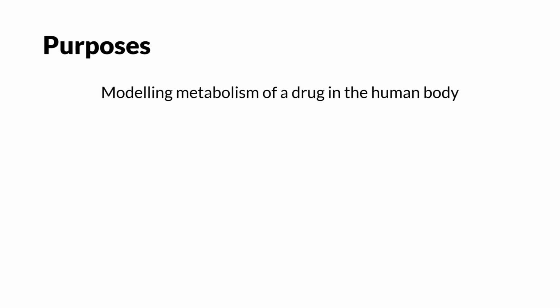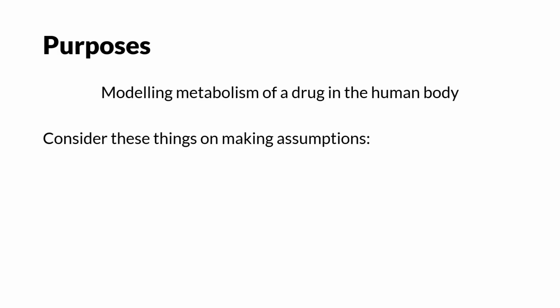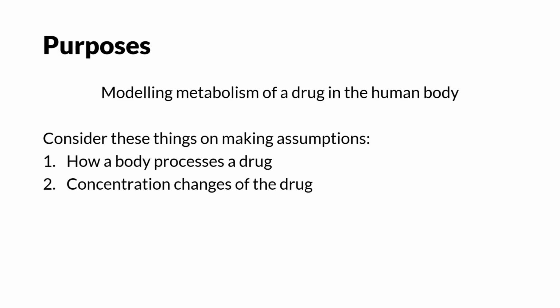Before we learn to program the simulation, let's begin with the main purpose of this model. We want to model the metabolism of a drug in the human body, considering these major factors in making assumptions. The first factor is how the body processes a drug, for example, how the drug is ingested and absorbed. The second is the concentration change in the drug, which will be the main tool in the modeling process, and the last is how the body eliminates the drug.